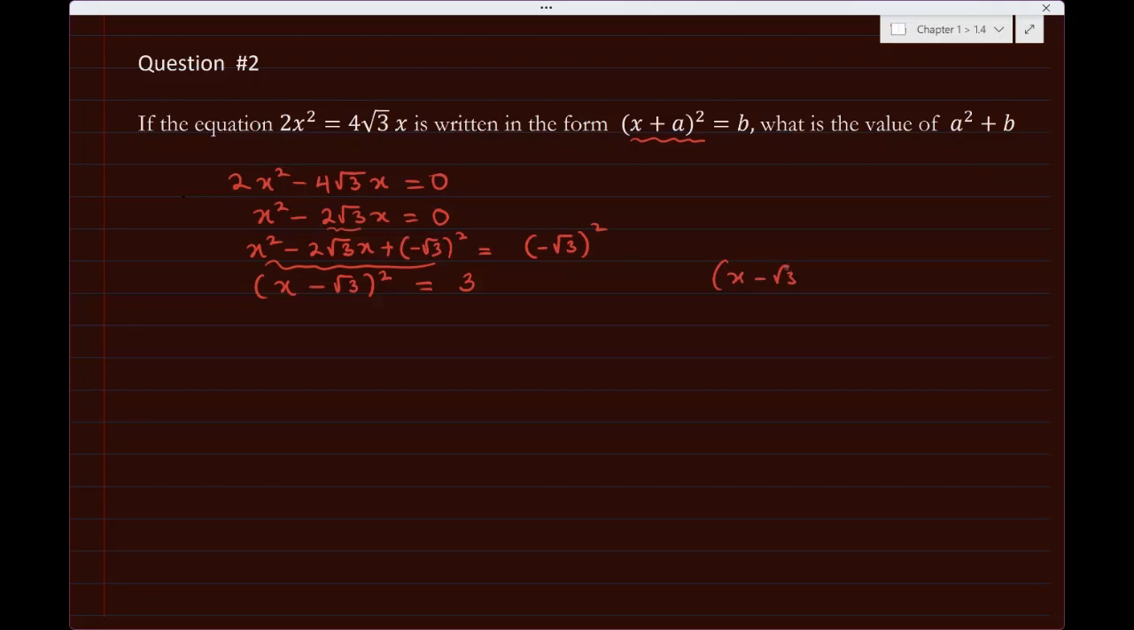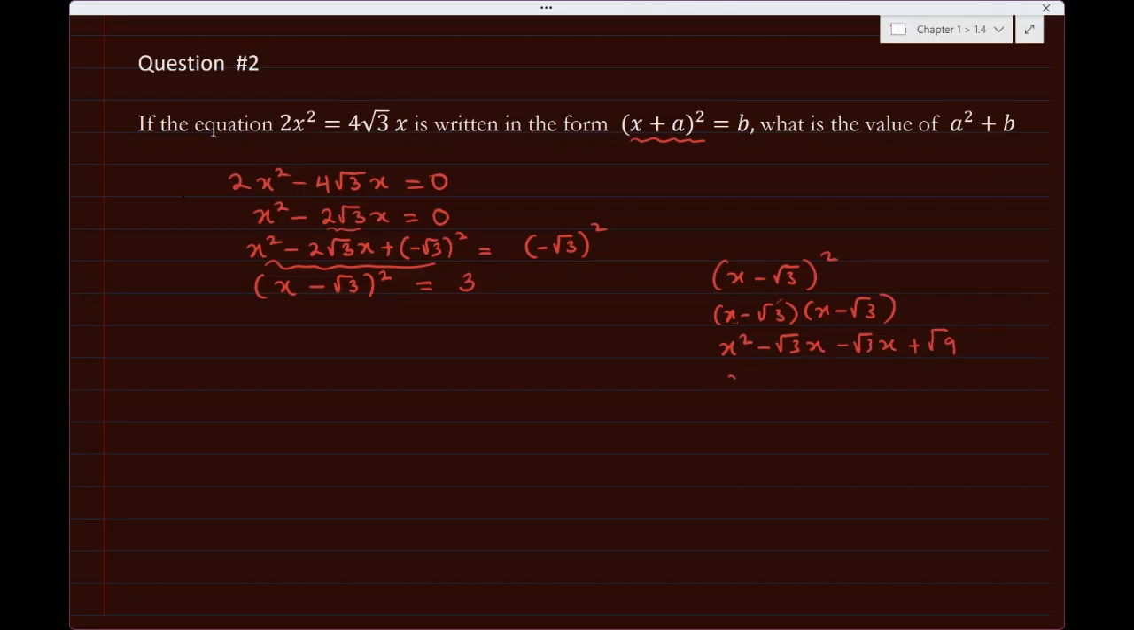Because we have x minus root 3 squared. This is simply the same thing as x minus root 3 times x minus root 3. So this times this gives you x squared. X times this will give you minus root 3x. Minus root 3 times this is another minus root 3x. Then we have minus root 3 times minus root 3, which will be plus root of 9.